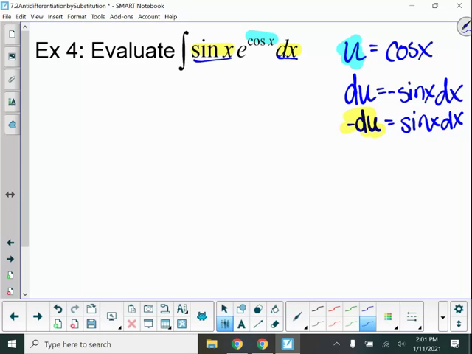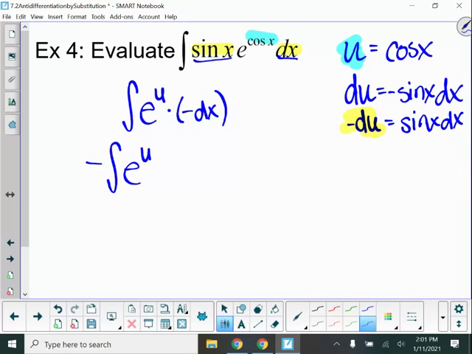So we have here e to the u times negative du. Well, that negative is like a -1. I can shift that to in front of the e, and even further, I can shift that so that it's outside of the integral. And that's not a dx anymore, I'm sorry. That is a du.